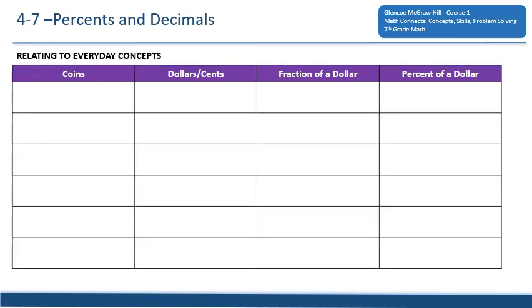Relating to everyday concepts. So coins, we have a dime, and if we write that in dollars and cents, we get 0.10. And as a fraction of a dollar, it's 10 cents out of 100 cents, or a dollar. And then percent of a dollar is 10%. So what about 11 cents? We have a dime and a penny. In dollars and cents, it's 0.11. It's 11 hundredths of a dollar. So as a fraction, it's 11 over 100, 11 cents out of 100 cents. And the percentage of a dollar is 11%.